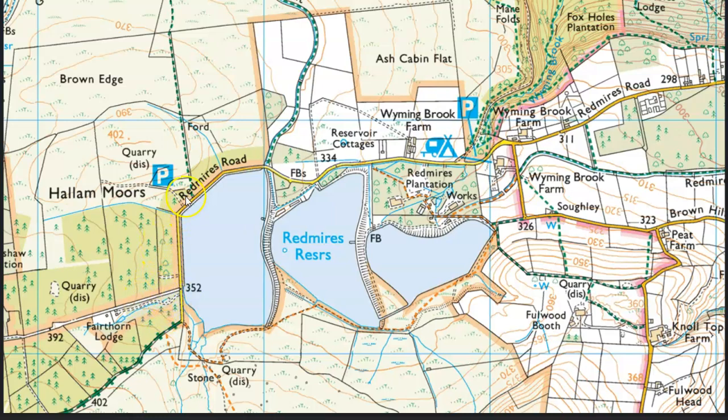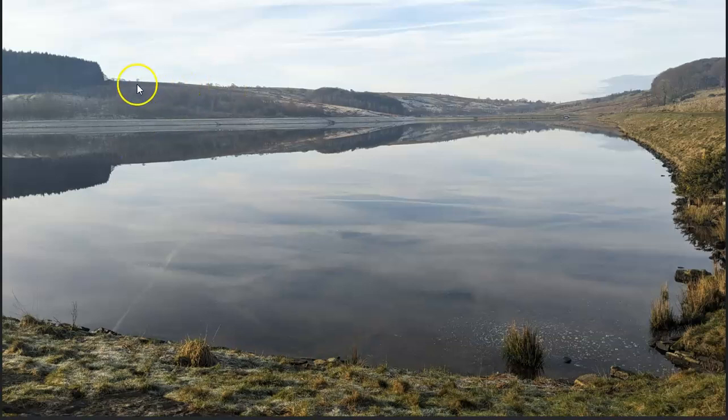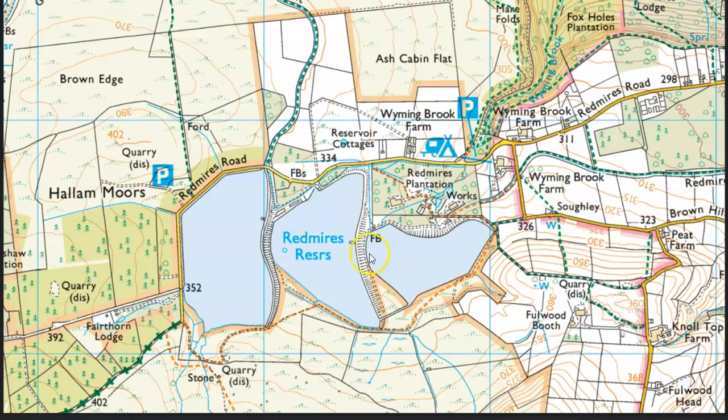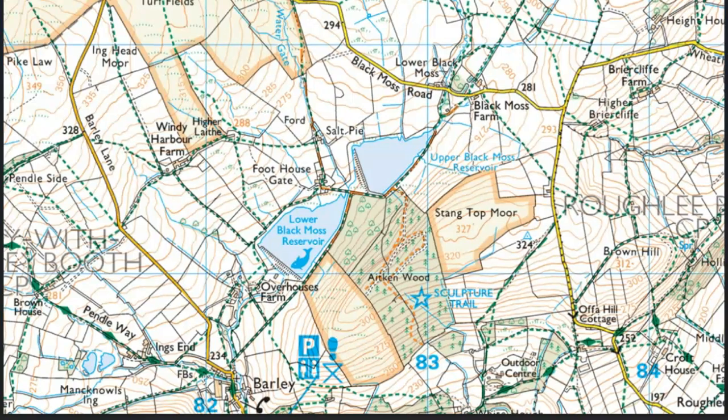plantation on the left and the gap, and then another area of woodland. So this gap here between that plantation and that woodland. So that doesn't really fit there, and the woodland doesn't fit with any of the other corners of the reservoir, so we can discount that.